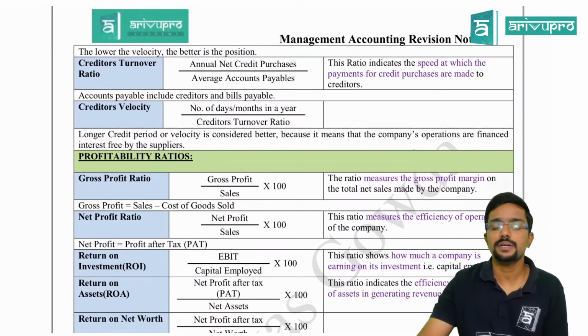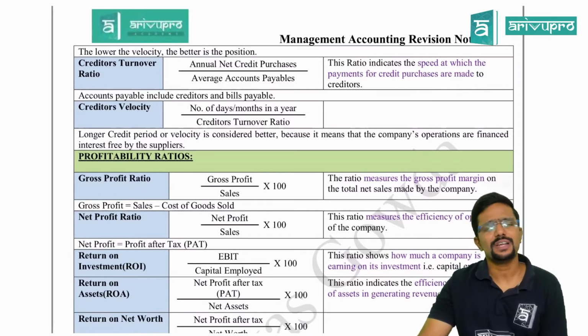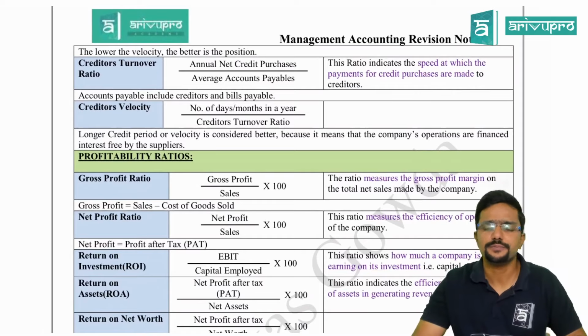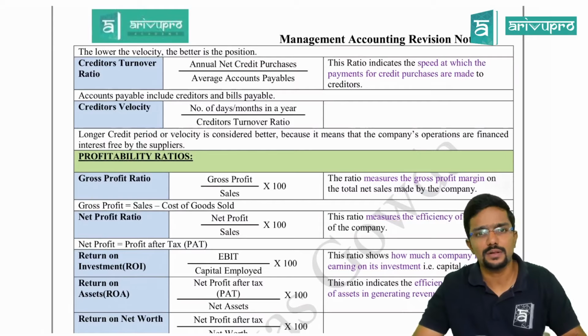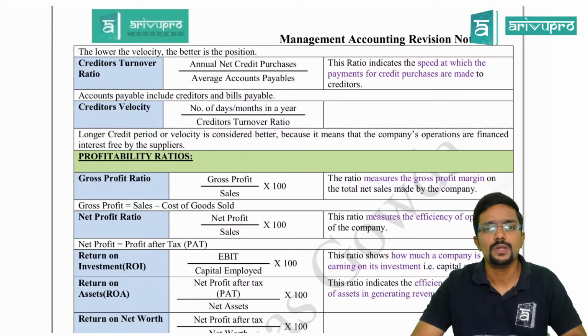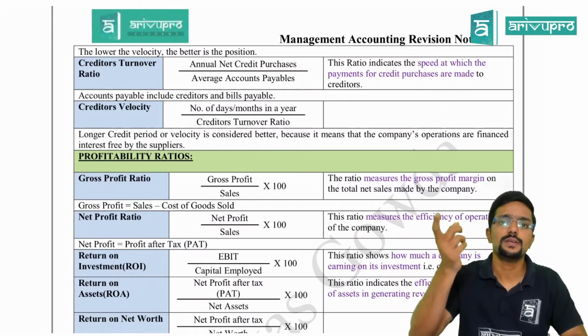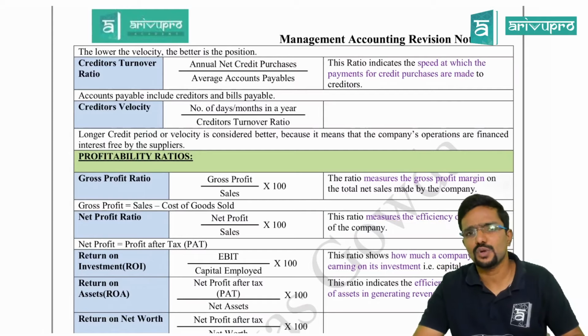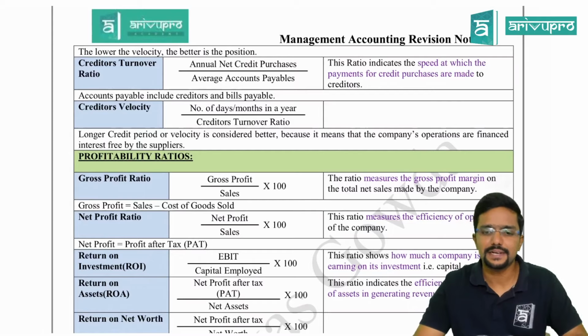Okay. Next, coming to creditor turnover ratio. When creditors come into the picture, whenever the company has purchased something on credit basis, take credit purchases in the numerator divided by average accounts payable, that is opening plus closing divided by 2. Accounts payable includes two things, that is bills payable plus the creditors. If bills payable is not given in the question, take only creditors, that's all.